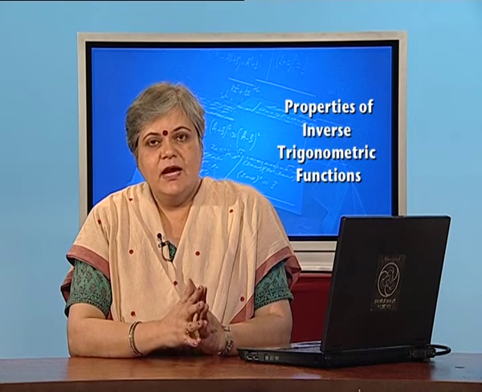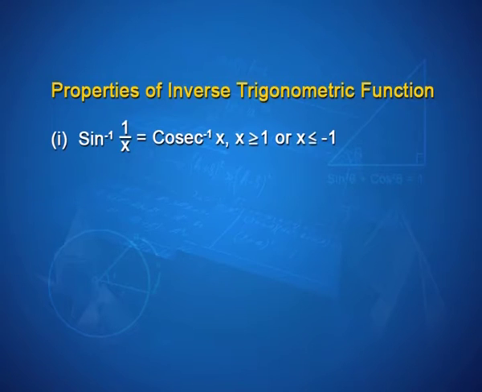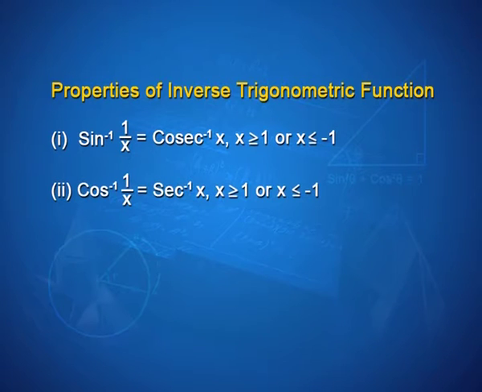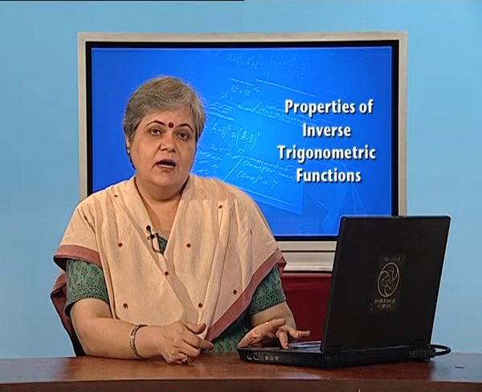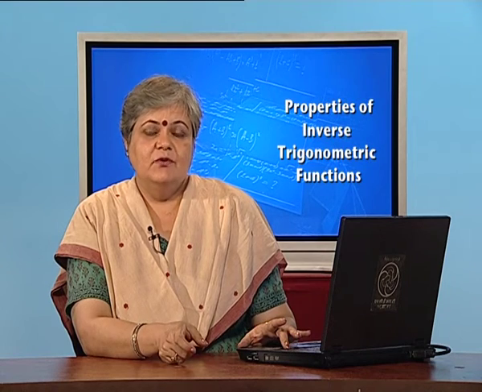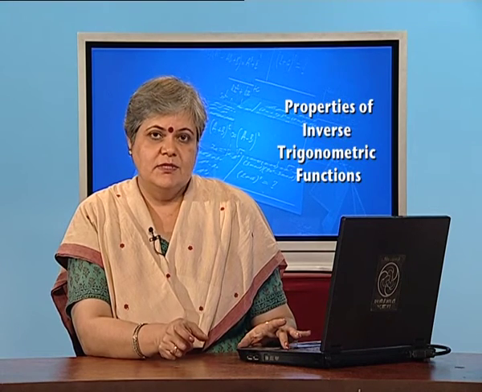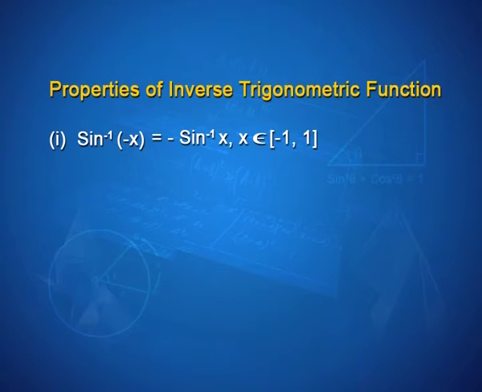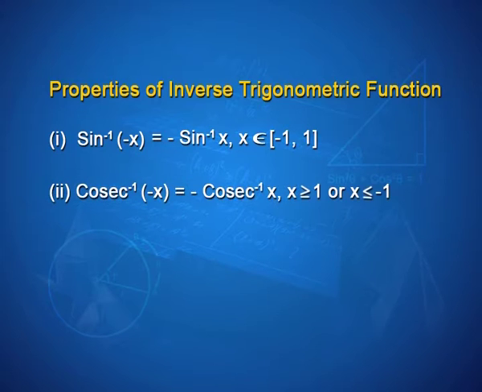The 6 properties as listed in your NCERT are: sin inverse of 1 by x is cosec inverse x, cos inverse of 1 by x is sec inverse x, tan inverse of 1 by x is cot inverse x, under these specific restrictions which define the principal value branches. Also, sin inverse of minus x is minus sin inverse x, x belongs to the closed interval minus 1 to 1. Cosec inverse of minus x is minus cosec inverse x, tan inverse of minus x is minus tan inverse x.